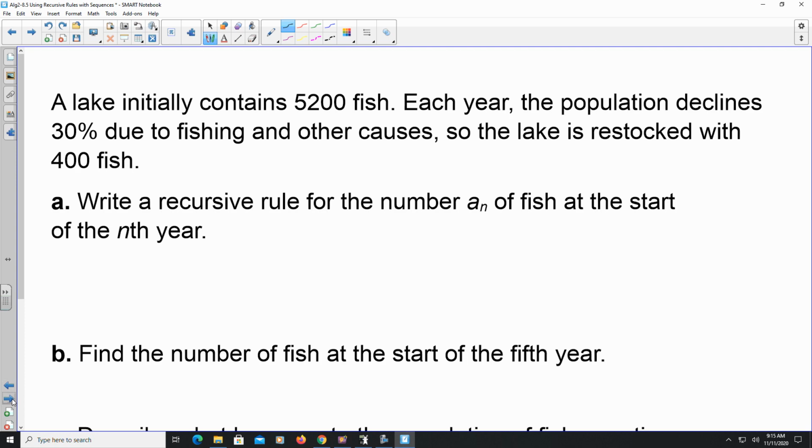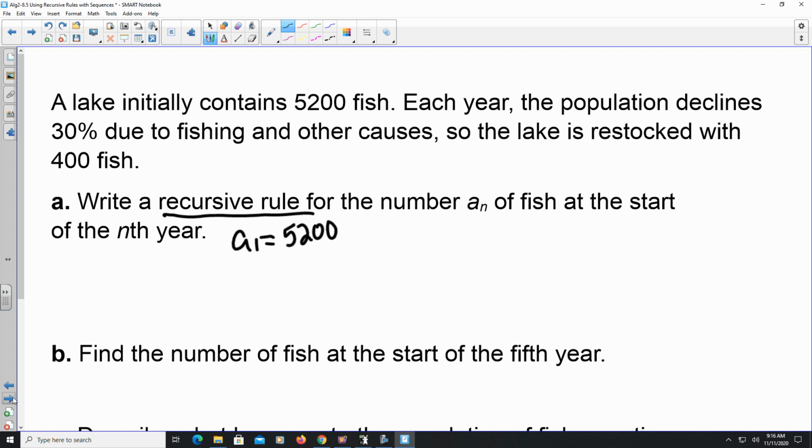All right. Final example here, it says a lake initially contains 5,200 fish. Each year, the population declines 30% due to fishing and other causes. So the lake is restocked with 400 fish. Here, they're asking us to write a recursive rule for the number a sub n of fish at the start of the nth year. So how we are going to write this rule is, first we need to figure out what a sub 1 is. Well, a sub 1 is how much fish started out, and that was 5,200.